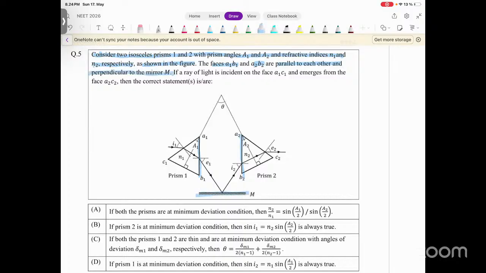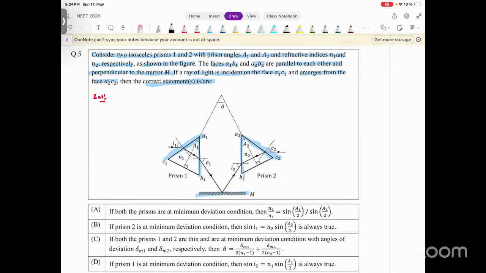Very good. If a ray of light is incident on the face A1, C1, where is A1, C1? This is a ray of light which has been incident on the surface and emerges from the face A2, C2. It is right now for me here A2, C2. Then the correct statements are, my goodness. Ray of light is incident, emergence is also there. And he's telling that A1, B1 are parallel. That means it will become minimum, so I can use your minimum deviation relation.